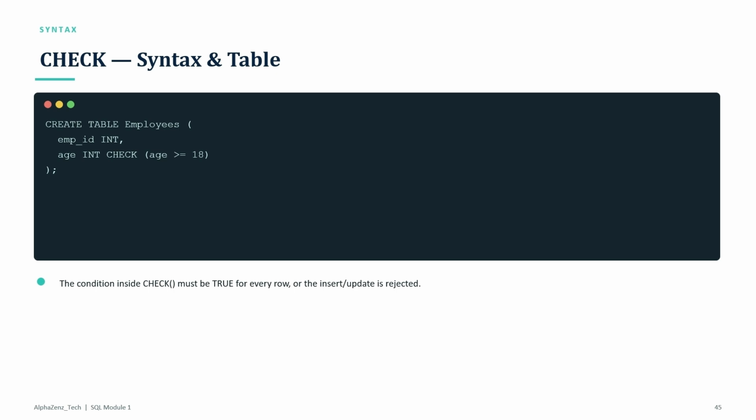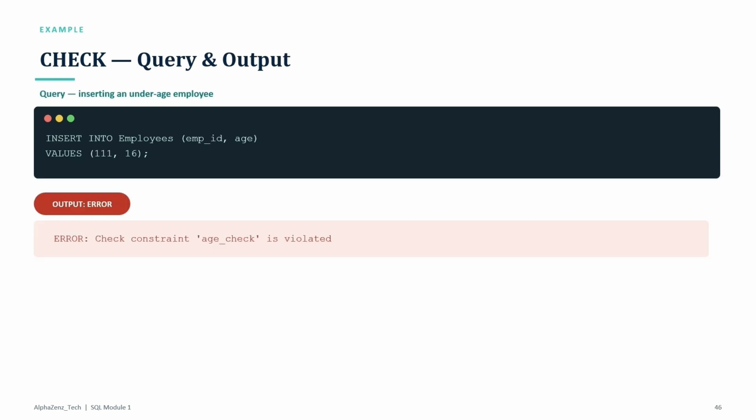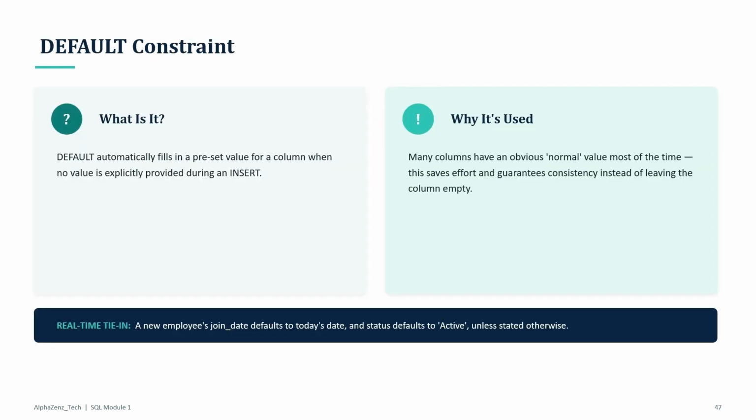Check, syntax and table. age INT CHECK (age >= 18). The condition inside check must be true for every single row, or the insert gets rejected. Slide 53. Check, query and output. INSERT INTO employees (emp_id, age) VALUES (111, 16), trying to add an underage employee. Output, error. Check constraint age_check is violated. Blocked instantly.